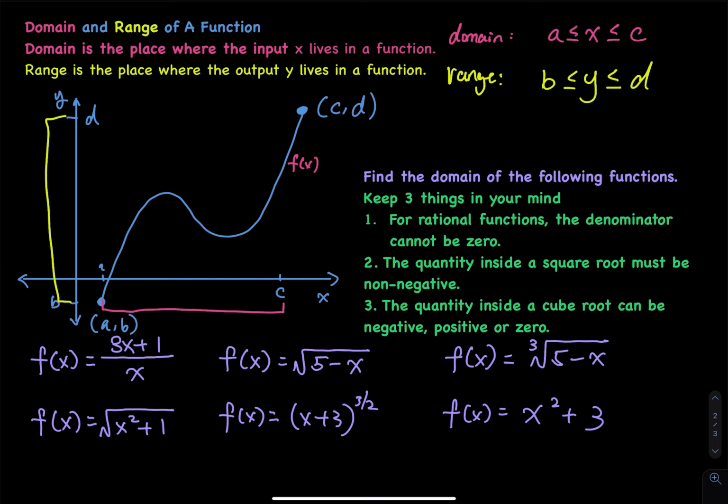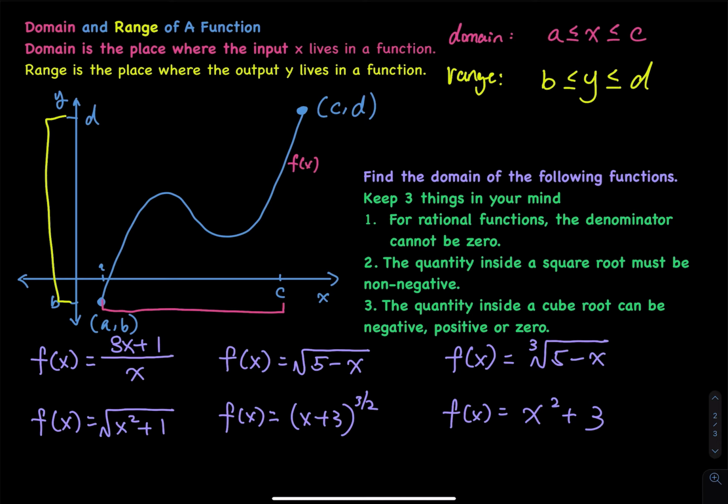There are 3 useful things to keep in mind. Number 1 is for rational functions. What is a rational function? The first one, f of x equals (3x plus 1) divided by x, is called a rational function because we have a function on top and a function on the bottom, so we have a fraction. First thing first, keep in mind that the denominator cannot be equal to 0. And then if you see a square root like the next one, f of x equals the square root of 5 minus x, you have to make sure the quantity inside a square root must be non-negative.